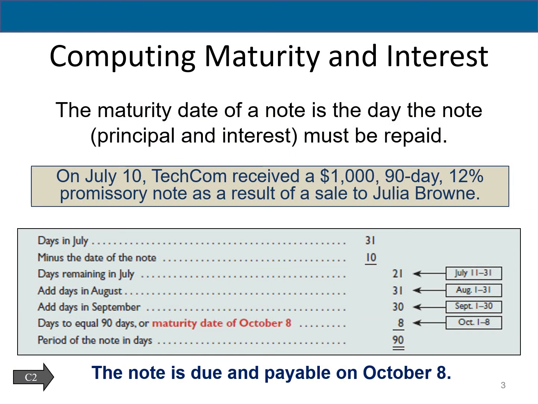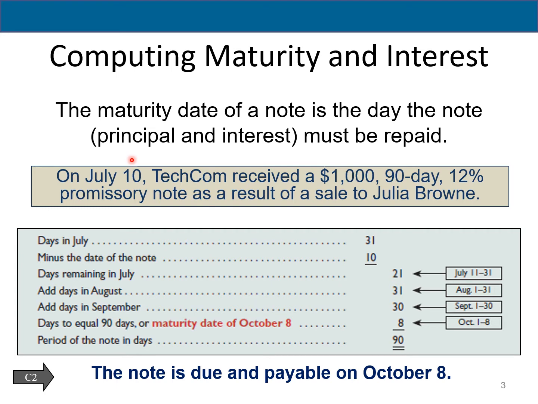We know that on July 10, TechCom received a $1,000 90-day 12% promissory note as a result of a sale to Julia Brown. Well, when is the note due? It's due in 90 days from July 10. So we have to figure out the actual date when the promissory note is due. And this is how we do it.